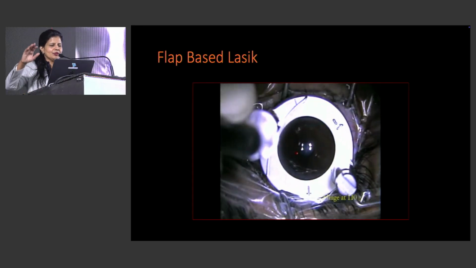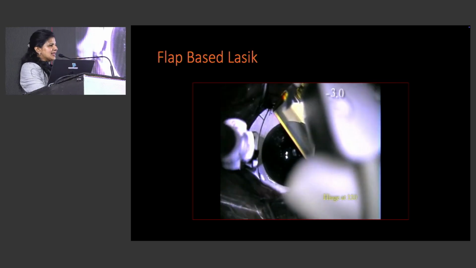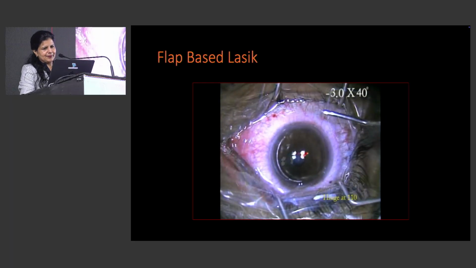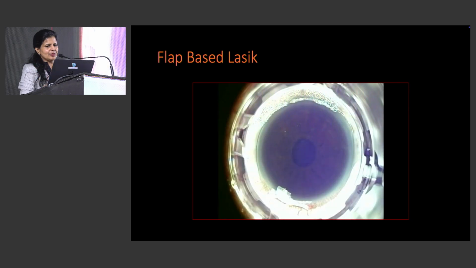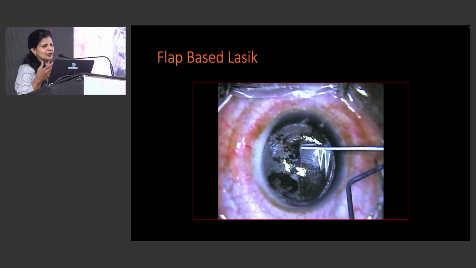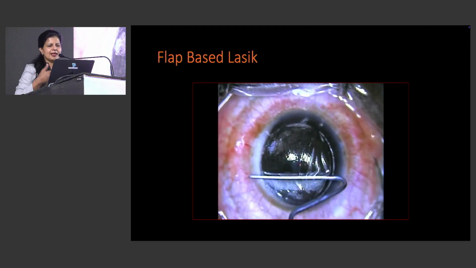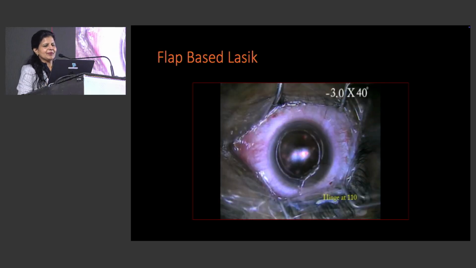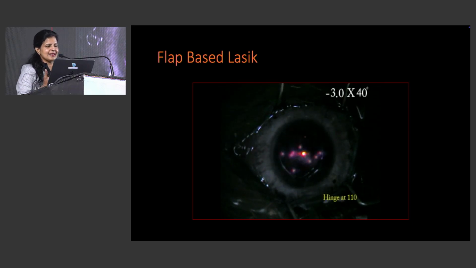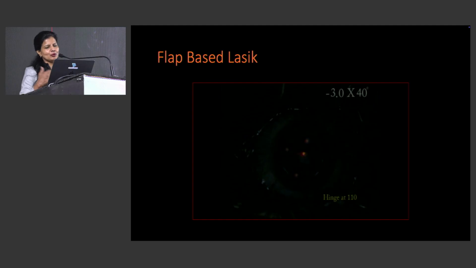So now, what we mean by a flap-based procedure is that we take either a keratome or a femtosecond-based flap. Here you can see the mechanical keratome that has raised the flap first, followed by the femtosecond laser. Depending on what is being used, the smoothness of the elevation could be different, and the way the meniscus is formed could be different. This is followed by application of the excimer laser to the stromal bed, followed by repositioning of the flap. So now you have a covered area over the excimer ablation.